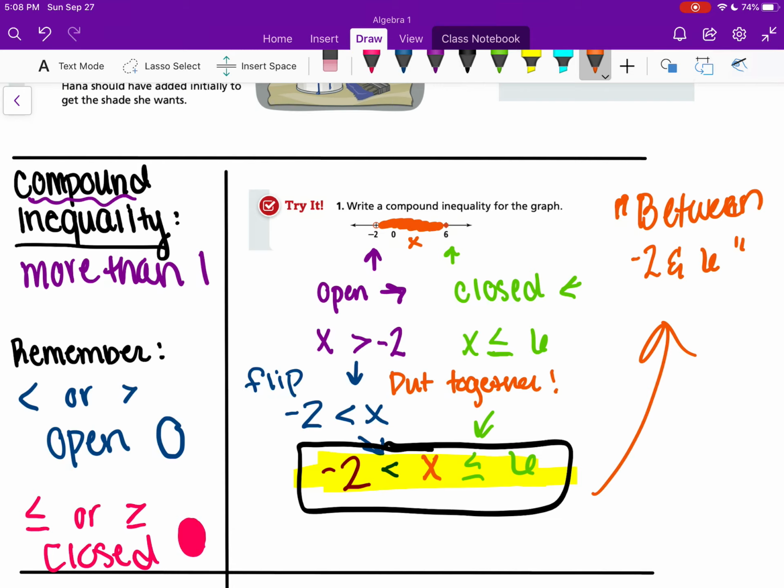The key thing we had to do here was notice our two inequalities, so we wrote our two inequalities, but then I flipped one around to get the x on the right side so I could smush them together as one inequality. And that's a compound inequality. And now we're going to start solving them.